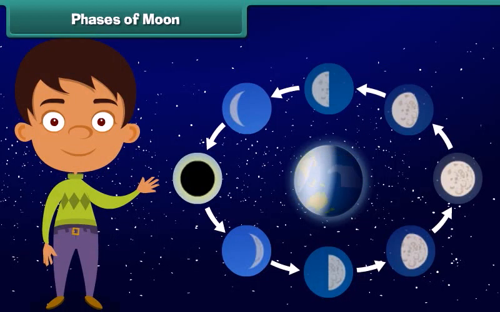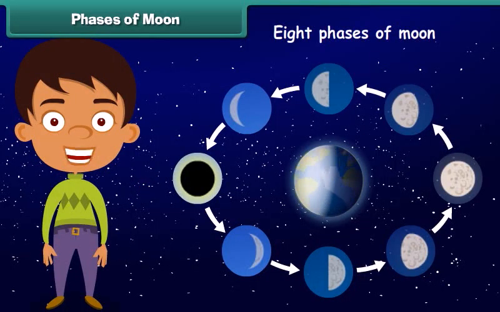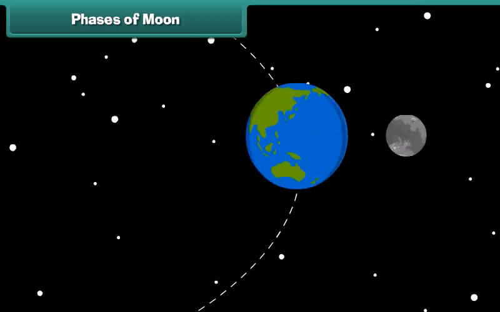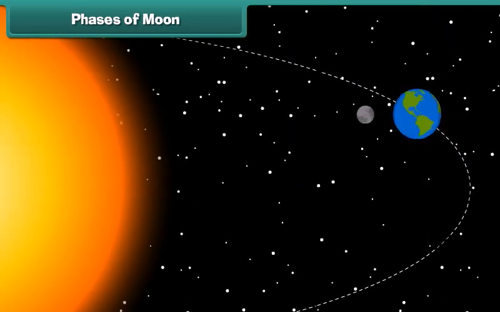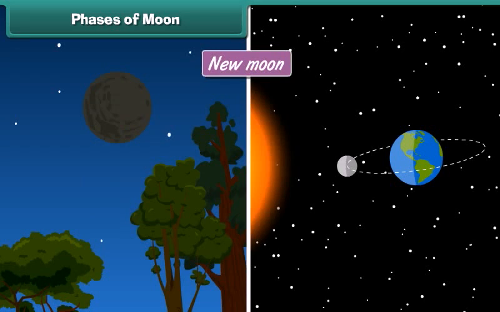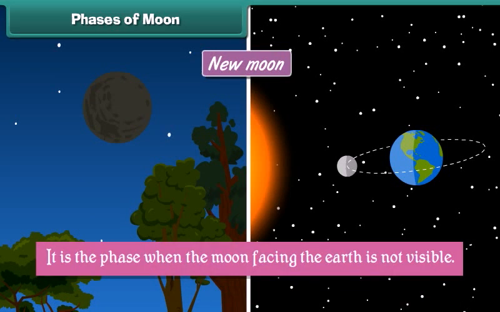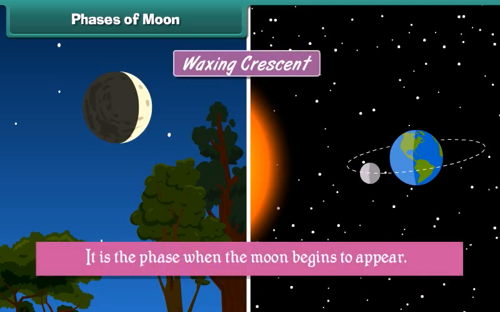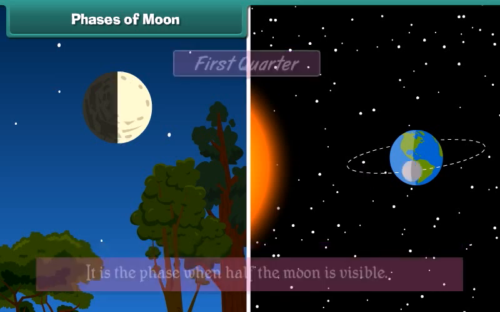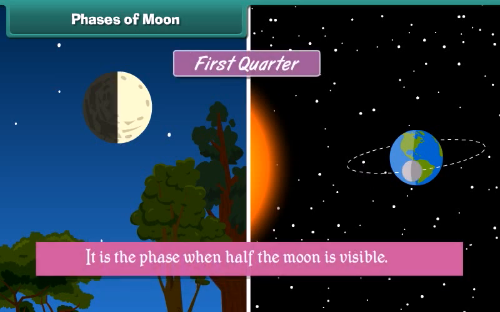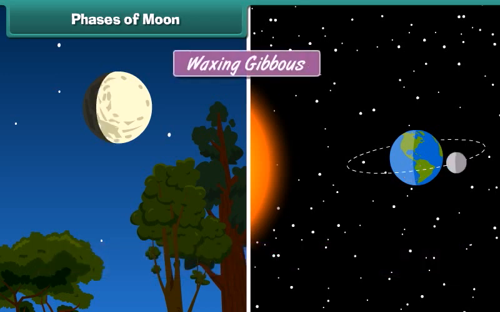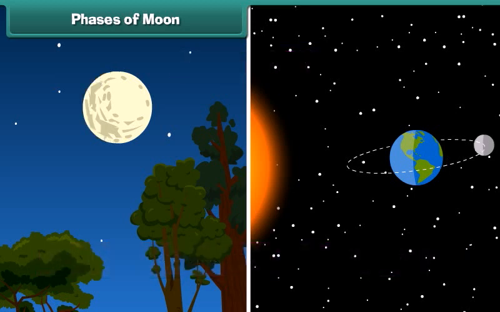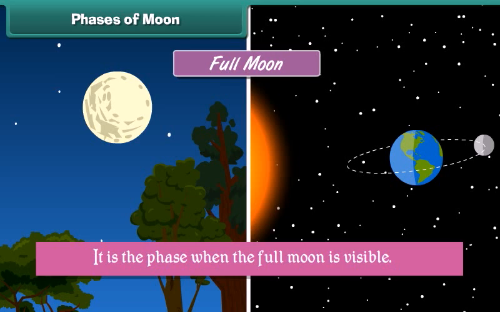Phases of Moon. Moon passes through 8 phases in a month. Moon's revolution around the Earth and Earth's revolution around the Sun cause the following phases of Moon. New Moon. It is the phase when the Moon facing the Earth is not visible. Waxing crescent. It is the phase when the Moon begins to appear. First quarter. It is the phase when half the Moon is visible. Waxing gibbous. It is the phase when most of the Moon is visible. Full Moon. It is the phase when the full Moon is visible.